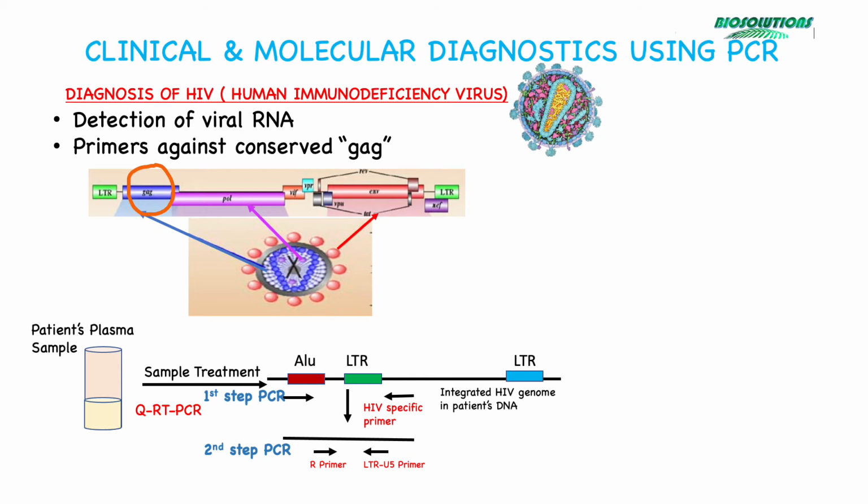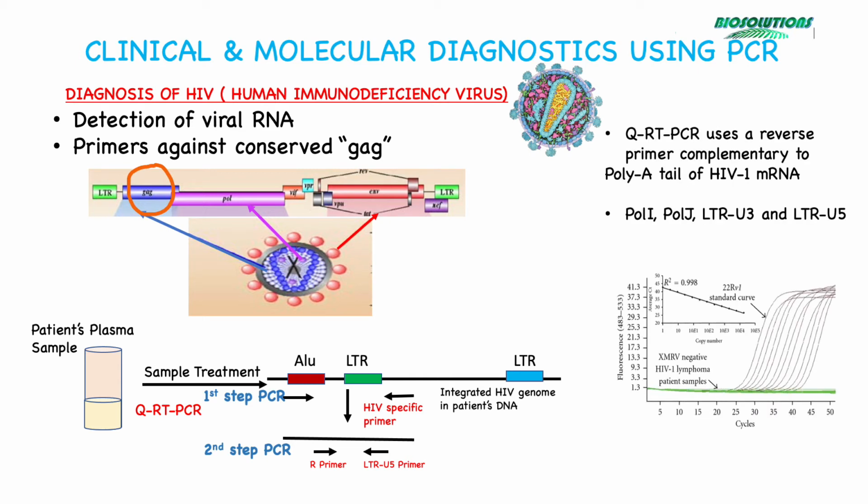Now in qRT-PCR test, a reverse primer against HIV mRNA's poly-A tail is being used. Other HIV-1 specific primers target polymerase genes POL1, POLJ, and long terminal repeats LTR-U3 and LTR-U5.